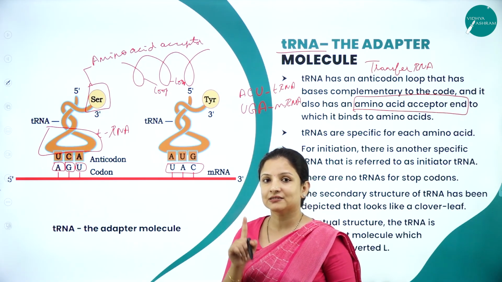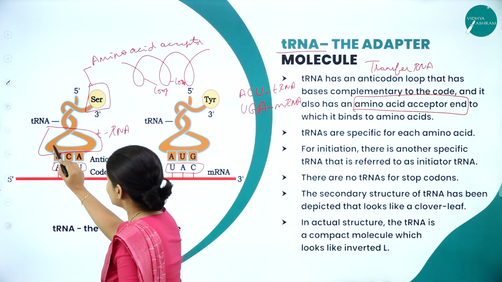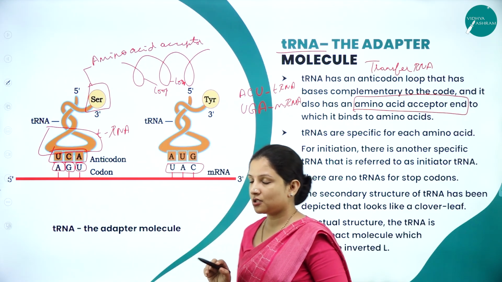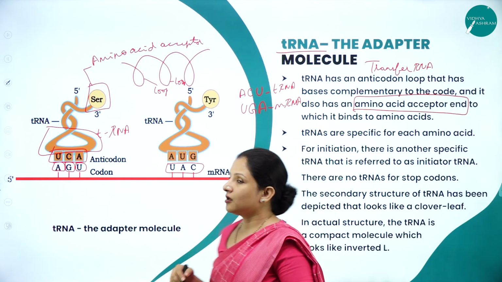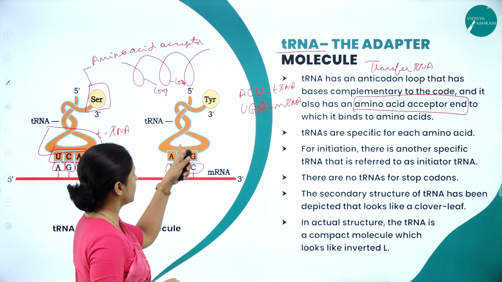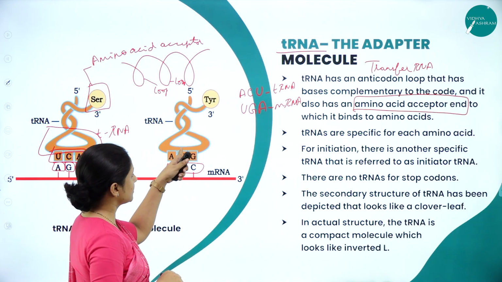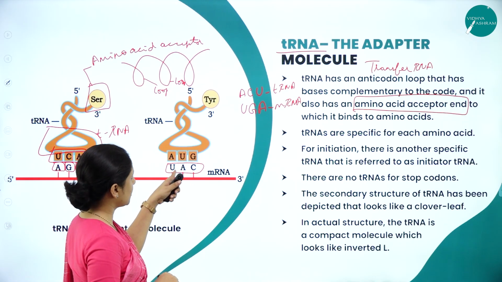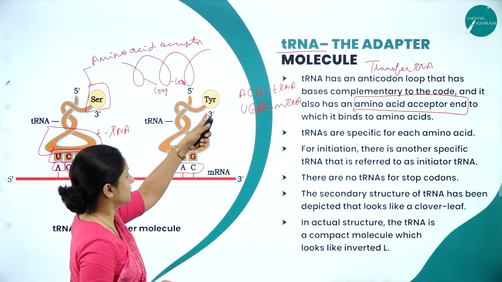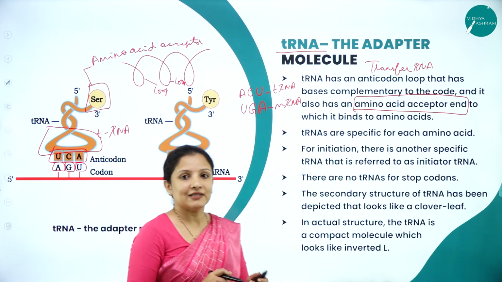So in this amino acid acceptor region, it will accept what? Serine. Why does it accept serine? Because UCA that is there here codes for serine. So that is how it will accept serine. Next, moving further, if you can see here, it will accept tyrosine because the anticodon strand is AUG, which is complementary to UAC, and UAC codes for the amino acid tyrosine. So these are the amino acid acceptors.